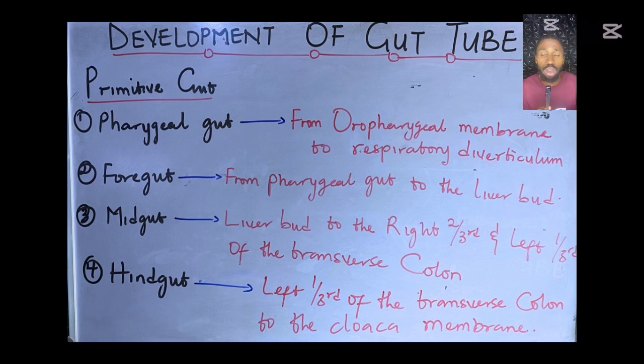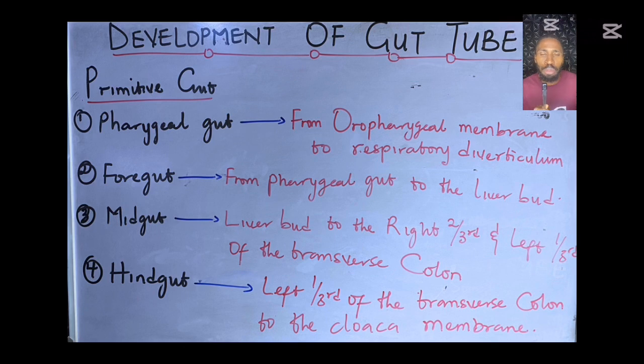So now the pharyngeal tube, or what you call the primitive pharynx, begins from the oropharyngeal membrane. Don't forget, from the oropharyngeal membrane, and where does it end? It ends at the respiratory diverticulum. Again, the pharyngeal tube or the primitive pharynx begins from the oropharyngeal membrane, which becomes the mouth, and it ends in the respiratory diverticulum. So the respiratory diverticulum forms the lung bud, which develops into the lung, the trachea, and so on.